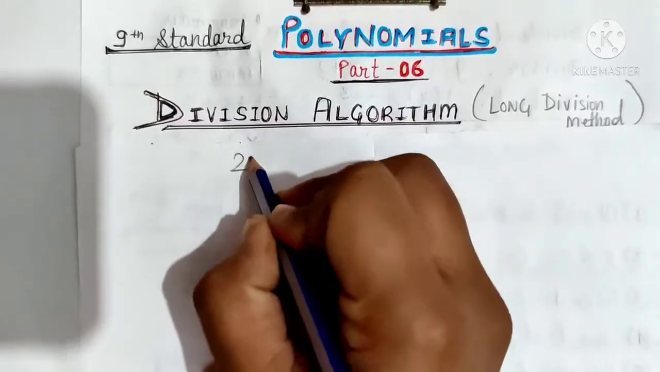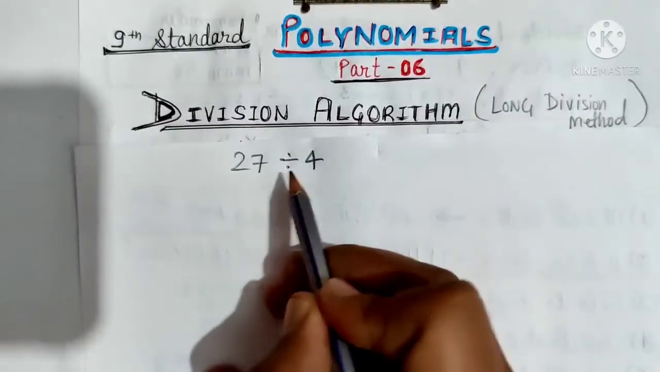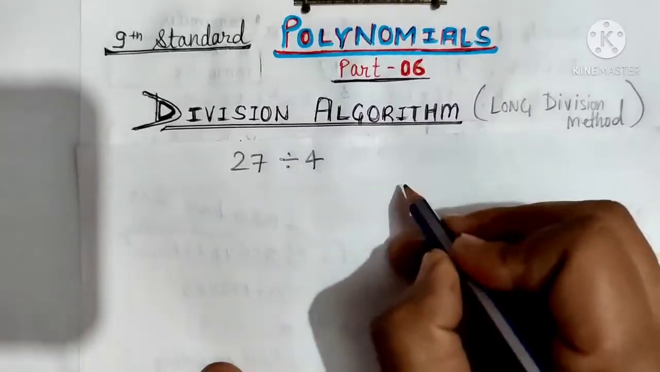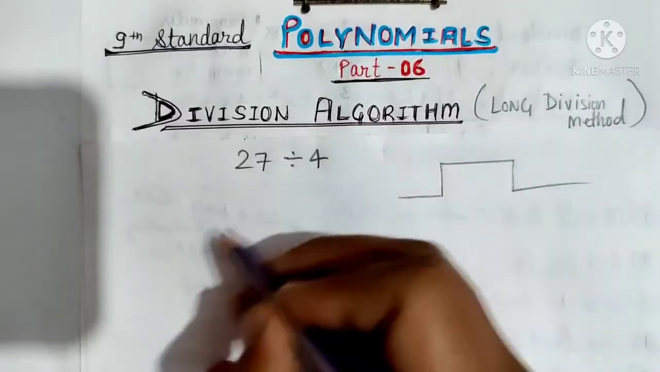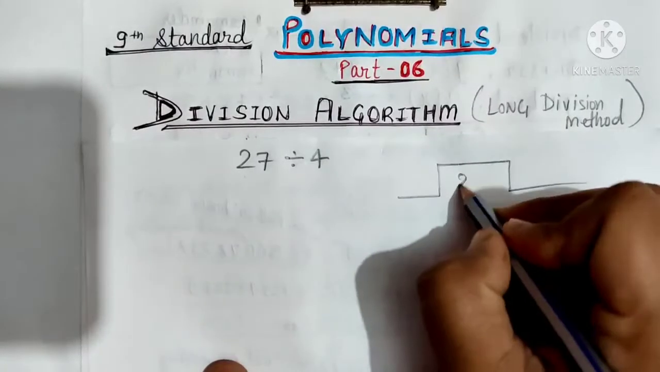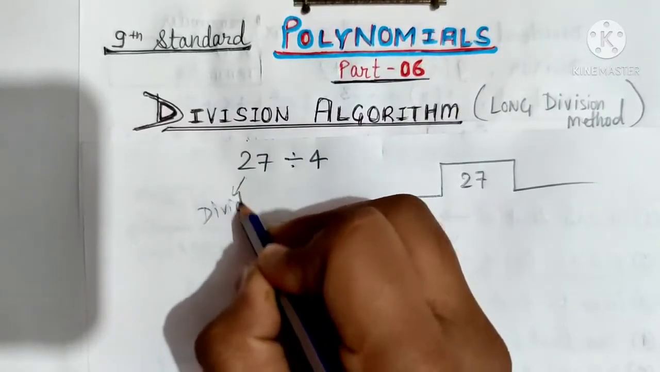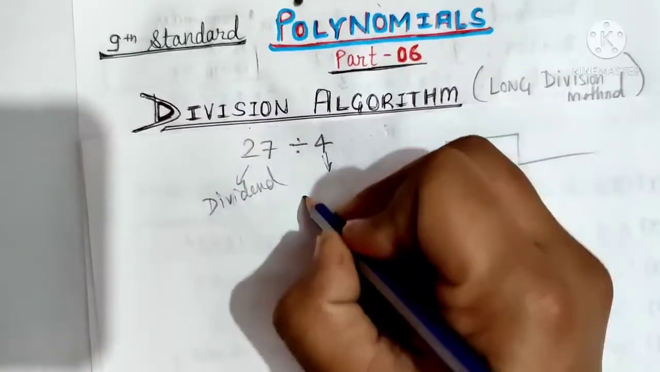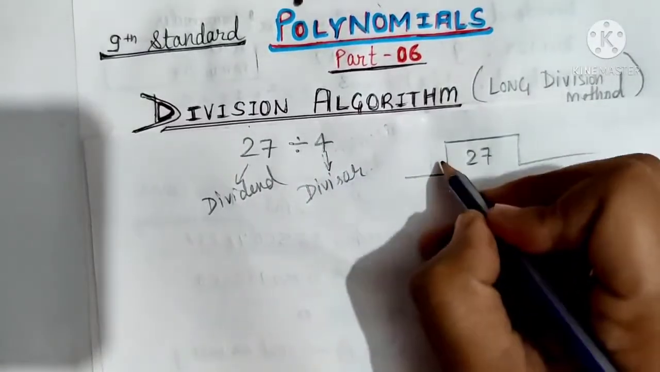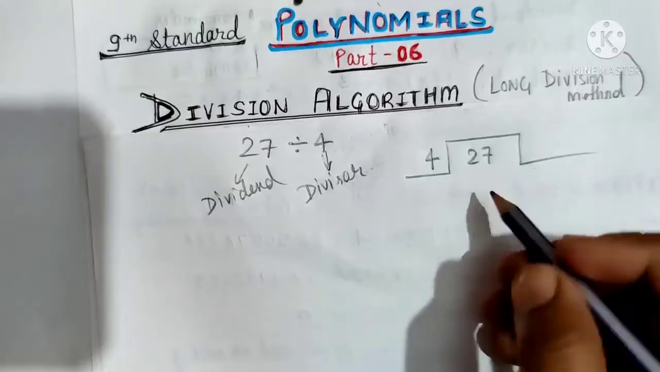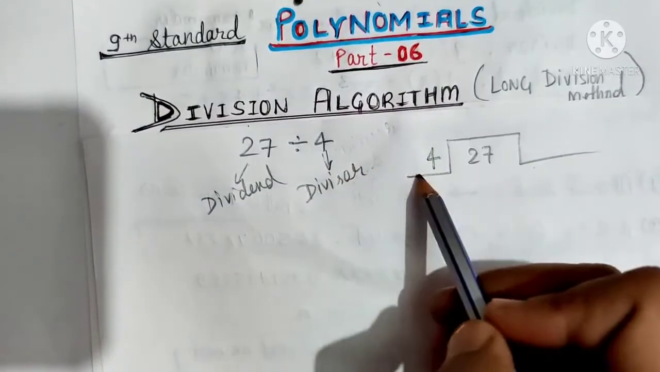Suppose that we have to divide 27 by 4. So how will you divide by the long division method? You will do it like this. Here 27 is the dividend, so it will come inside. And what is this 4? 4 is the divisor. We write the dividend inside and the divisor outside, so let's divide 27 by 4.